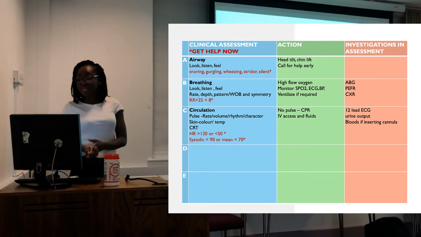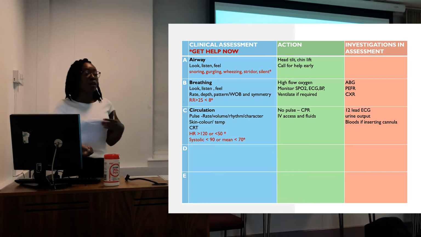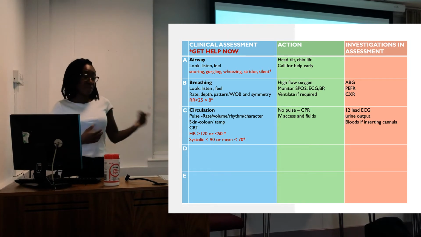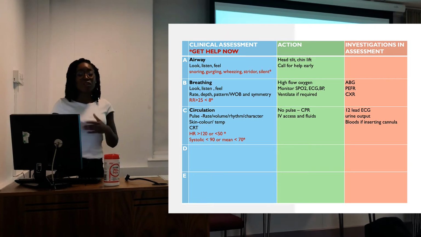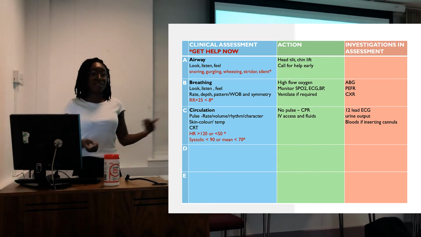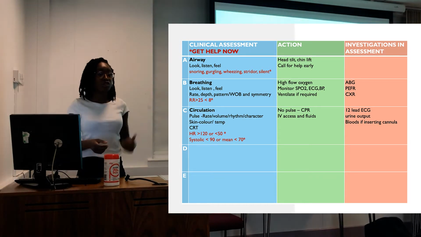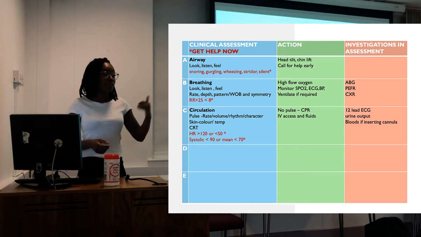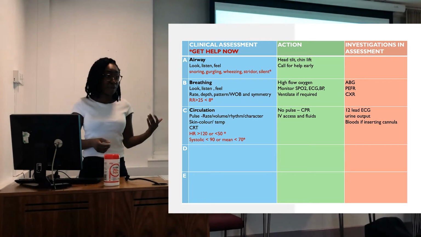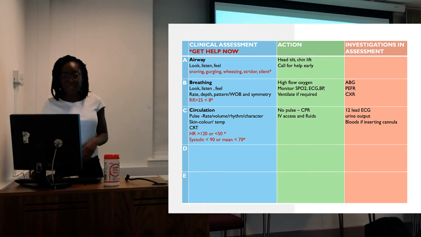You'd want to do a 12 lead ECG. You can also look at the urine output because that can tell you how perfused the patient is, if they're producing enough urine. You might not have time to look at the fluid chart, but just have a look at the urine. Is it concentrated? Is there any urine in there? And then if you're inserting a cannula, at that stage you can take some bloods. You might want to also consider some cardiac specific bloods, so troponin, D-dimers, things like that you would want to take at that time. And then D is disability.